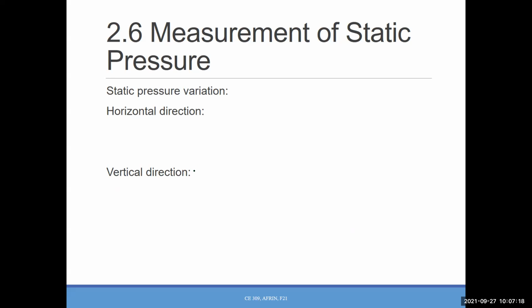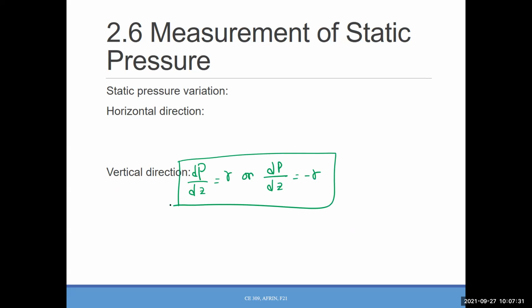So for the vertical direction, it was dP over dZ equals negative gamma, or dP over dZ equals gamma. That is the expression. Now, I will write down for incompressible fluid. Can you remind me what were the characteristics of an incompressible fluid? Let's look at one example.